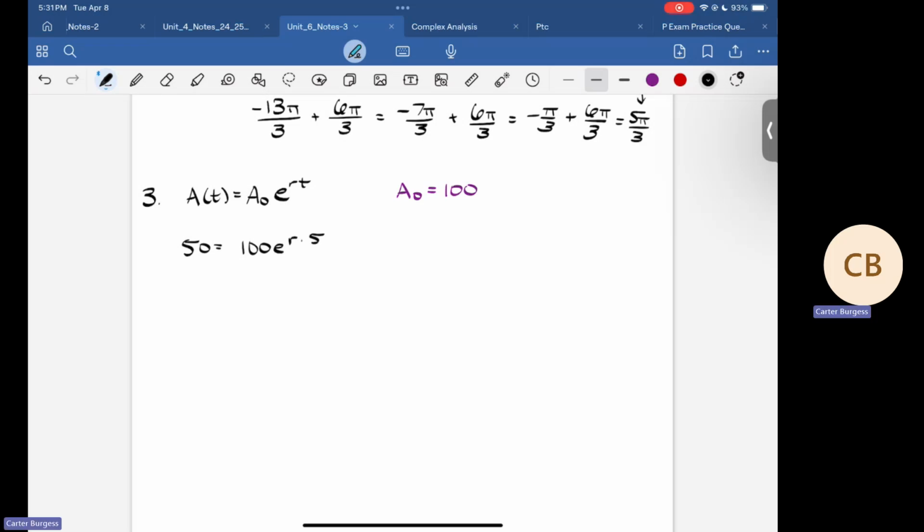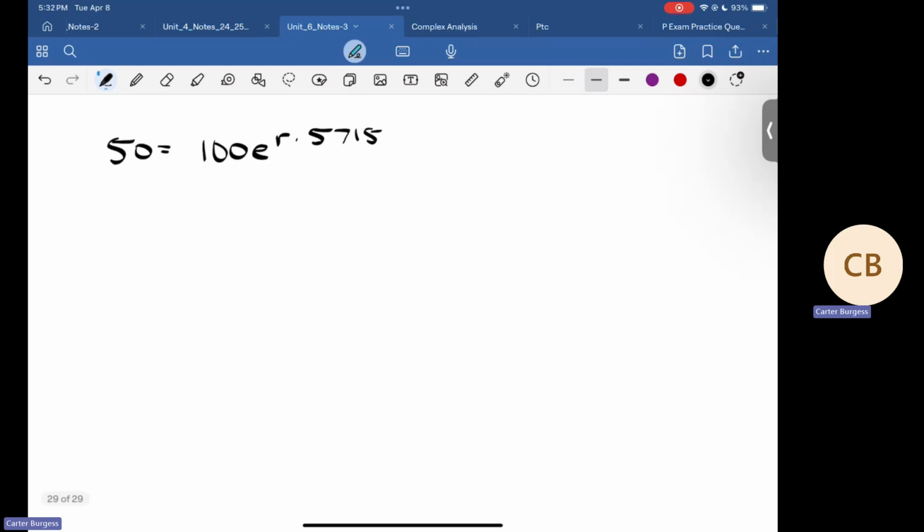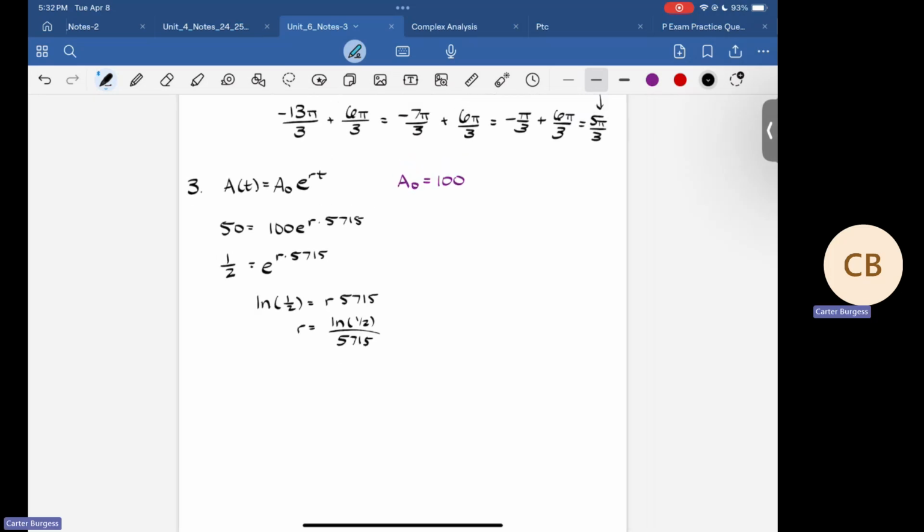And it will have taken 5,715 years for 50 of my stuff to be left behind. Dividing both sides by 100, I get that 1/2, by the way, it wouldn't have mattered what you picked, you're always going to get 1/2 here, is equal to e to the r times 5,715. Rewriting this as a logarithm, I get that the ln of 1/2 is equal to r times 5,715. Solving for r is the ln of 1/2 over 5,715.